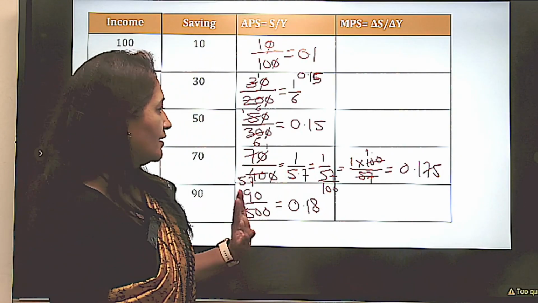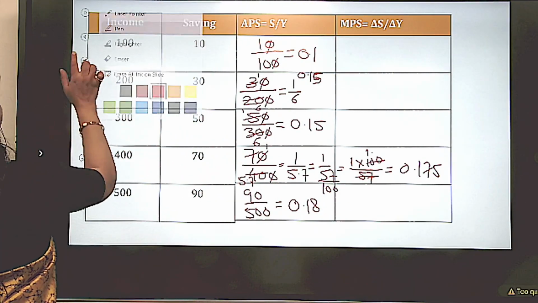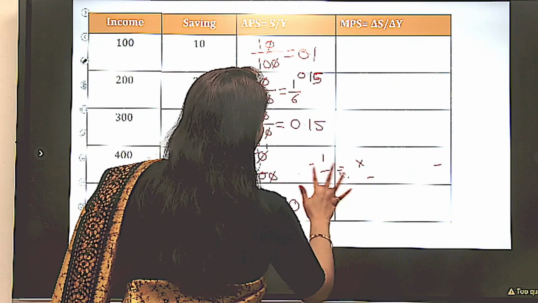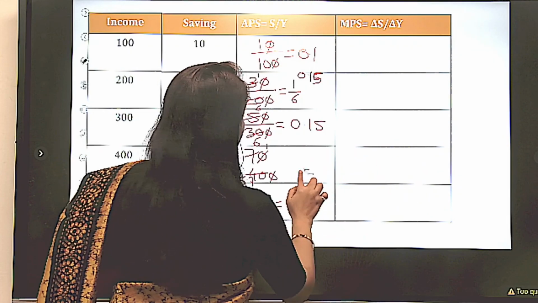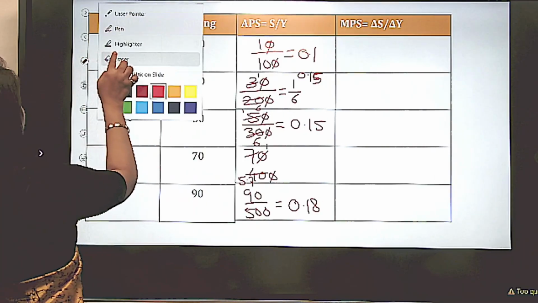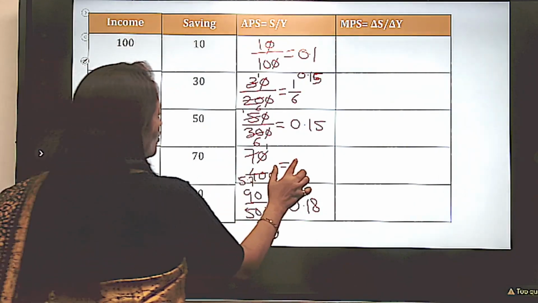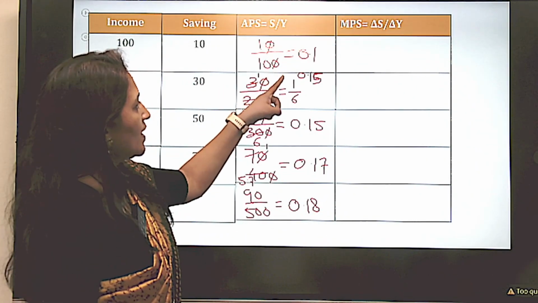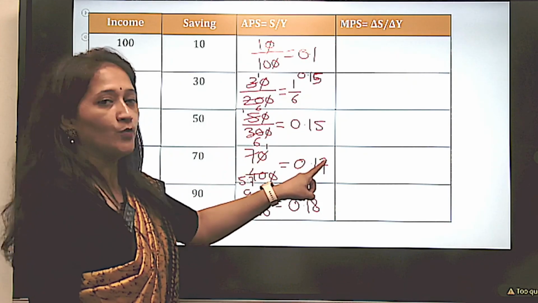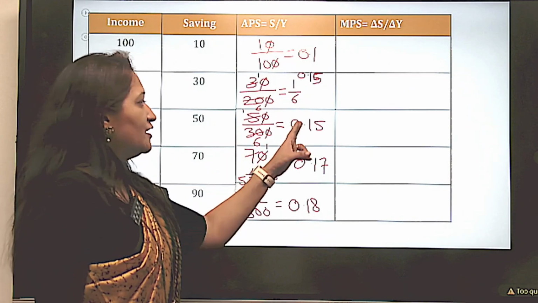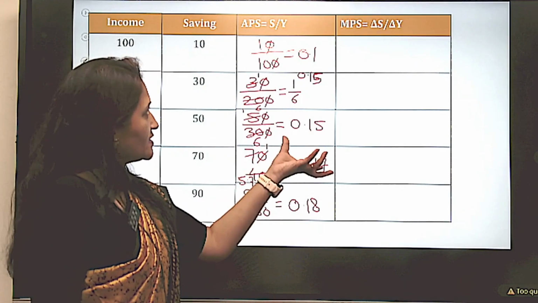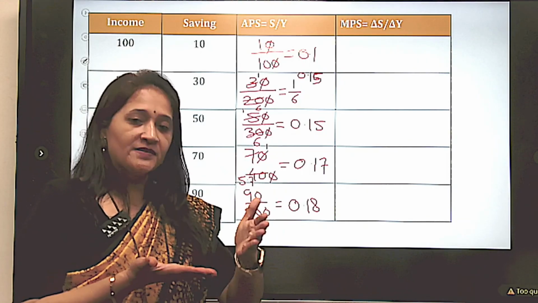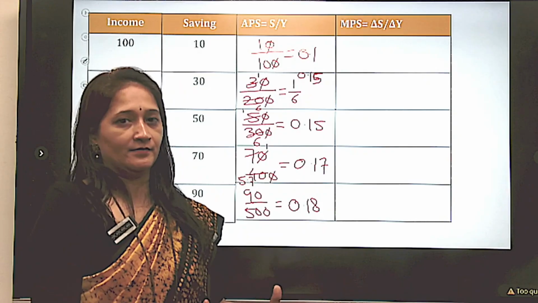Okay, I'm just now putting it in the right place so that you can understand the remaining part, that is MPS. This was 0.17. Okay. So these are our APS values: 0.1, 0.15, 0.15, 0.17, 0.18. These are our average propensity to save. That is this much percentage. 0.1 is what? 10%. That is, out of whatever income you are having, a 10% part of your income you are saving aside. That is what it means.